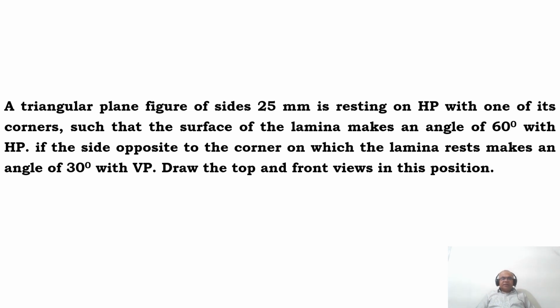The problem reads as: a triangular plane figure of sides 25 mm is resting on HP with one of its corners, such that the surface of the lamina makes an angle of 60 degree with HP. If the edge opposite to the corner on which the lamina rests makes an angle of 30 degree with VP, draw the top and front views in this position. So this is the problem.